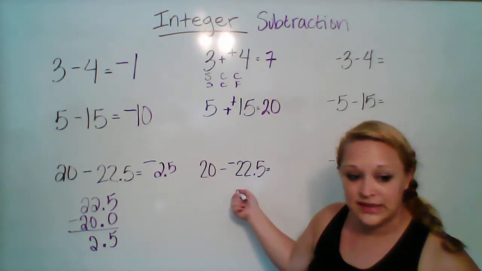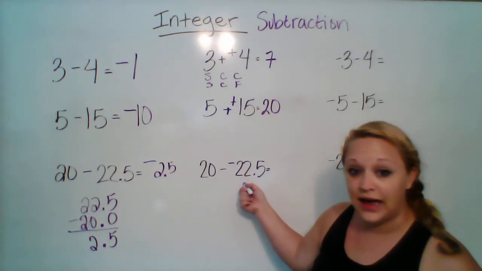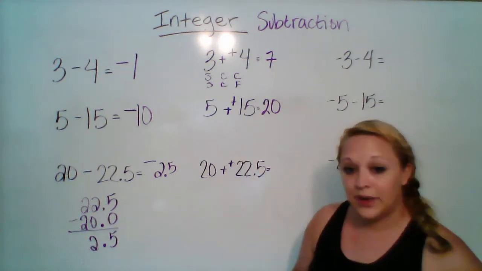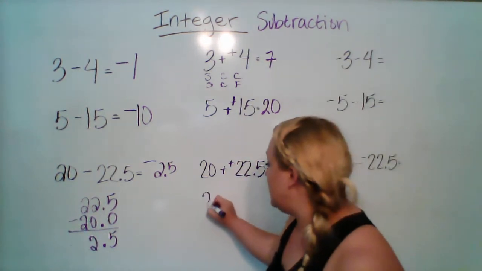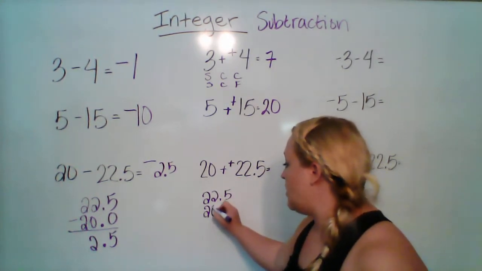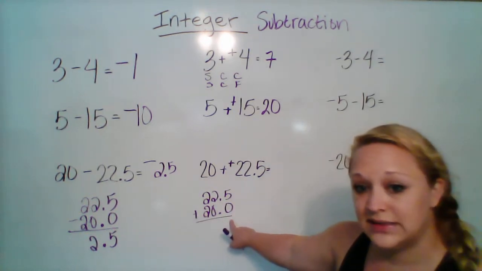All right, let's do the last one. Same thing. I have 20 minus a negative 22.5, but again, I have two negatives next to each other, so they're going to become a positive, and I'm going to line them up. But again, I'm going to put the bigger number on the top. I'm going to put the smaller number on the bottom, and I'm going to add that decimal and a 0.